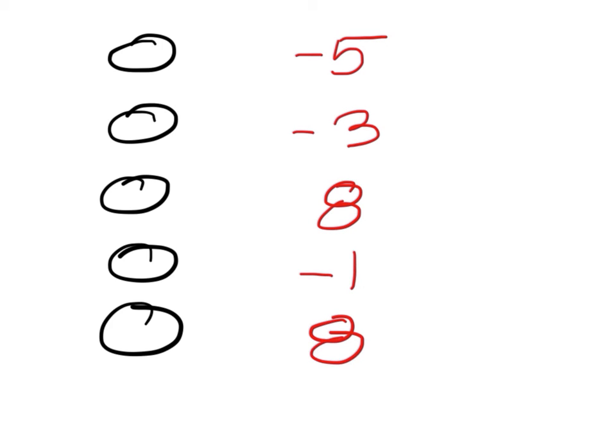The answers for the end of class quiz are the following: 0, 0, 0, 0, 0. And for the bonus, it is negative 5, negative 3, 8, negative 1, 8. The lottery is 2, 10, 4, 3, 10.